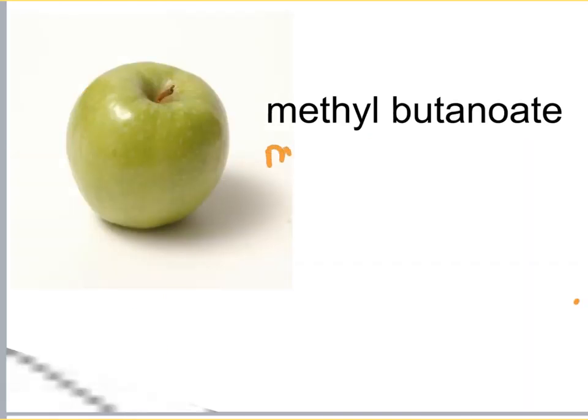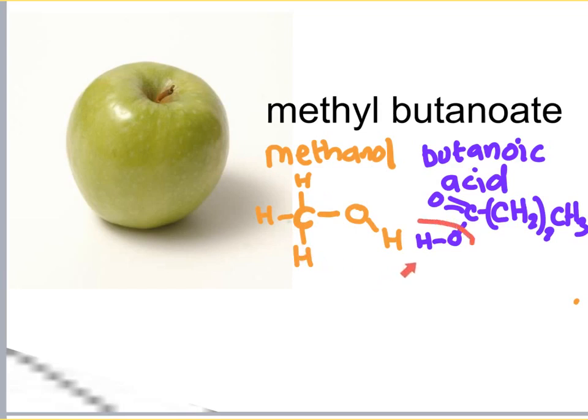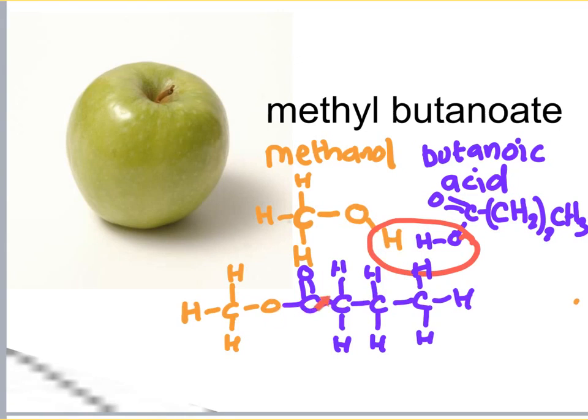The ester that gives the common smell to green apples is methyl butanoate. The alcohol it must have come from was methanol, and the carboxylic acid it condensed with must have been butanoic acid. Draw the structure of the alcohol, the methanol, and the butanoic acid. Remove a molecule of water. There's the ester link. And don't forget a molecule of water is produced as well. So don't forget your H2O. So that is a condensation reaction. And this here is your ester linkage.